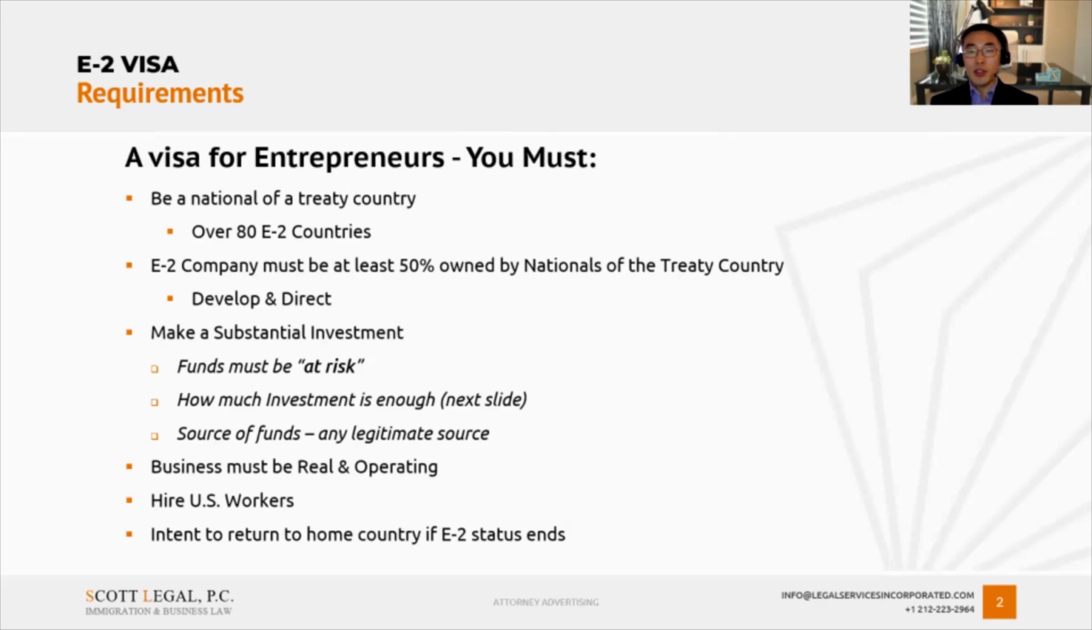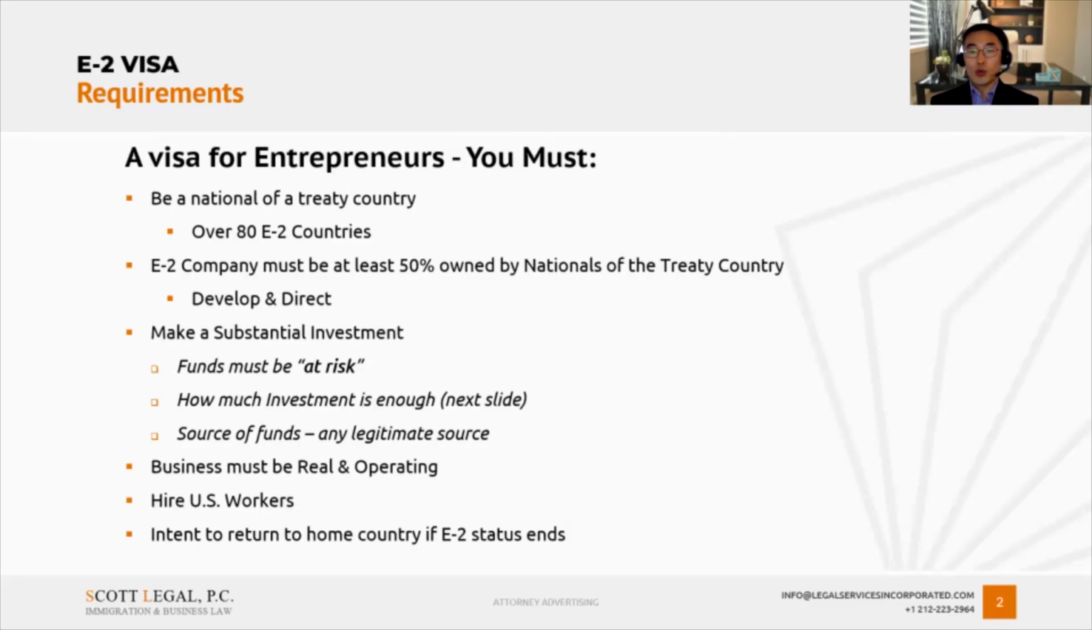How much investment is enough? We'll discuss more details later in this presentation, but generally speaking, the question you should ask is what kind of business you are starting and what are the reasonable startup costs for that type of business.